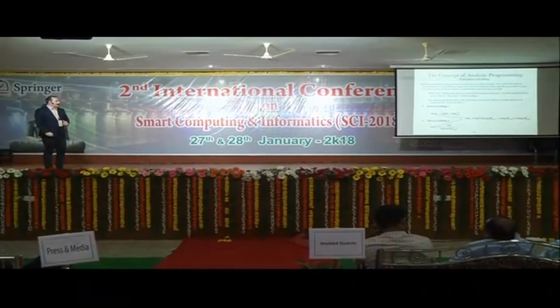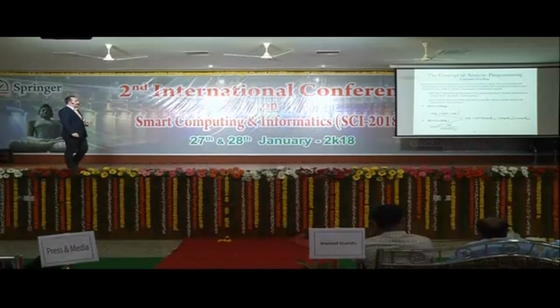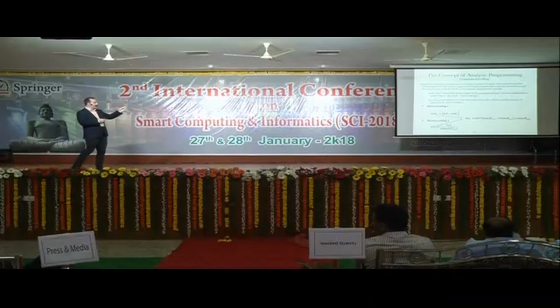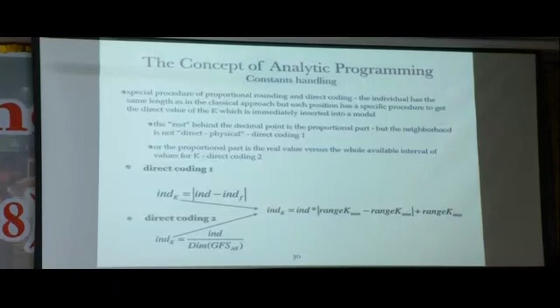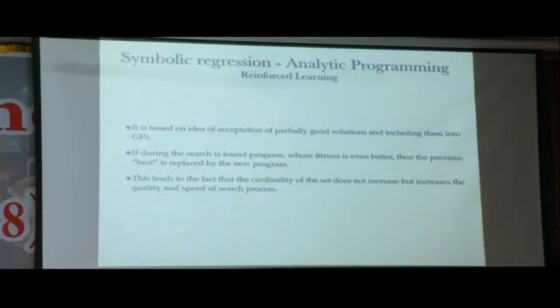Or you can use some direct approaches, here called direct coding, where there are two possible ways. That means that, for example, you use some unrounded part of the individual and divide it by the size or dimension of the problem, so there is some trace of the problem which is being solved. So these are the concepts, and now just briefly some examples.